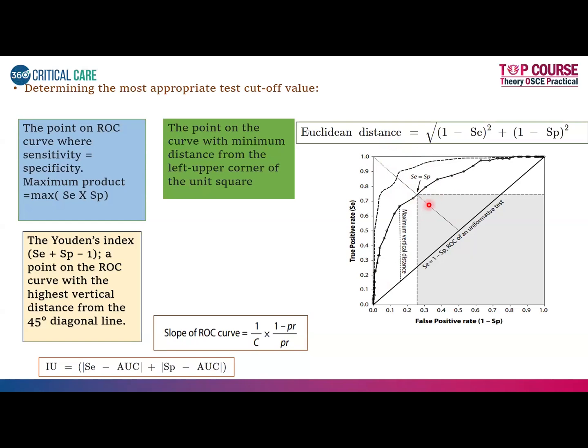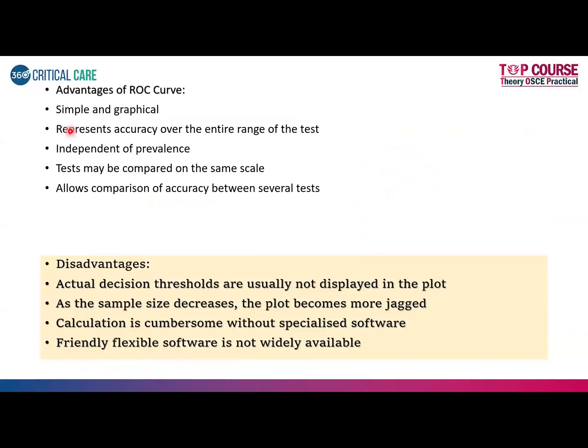Okay, and there are other indices like Youden's index. Then you have the point on the curve with the maximum distance from the 45-degree line. Okay, these are also other parameters. Remembering only one of these is good enough. Advantages: it is simple and graphical. It represents the accuracy over the entire range of the test. It is independent of prevalence. The tests may be compared on the same scale, which allows comparison of accuracy.